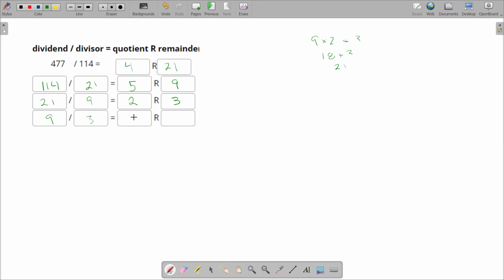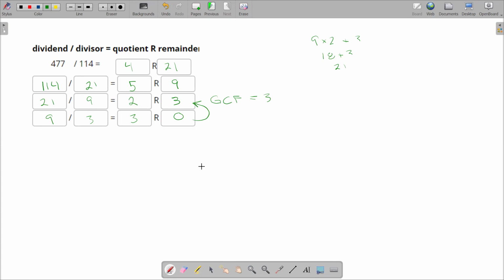3 goes into 9 3 times, remainder 0. And that 0 is the key that we're done. And that means the greatest common factor of these two numbers must be 3. Sometimes Euclid's method is fast. Sometimes it's slow. But it's often more efficient than any other method for finding a greatest common factor.